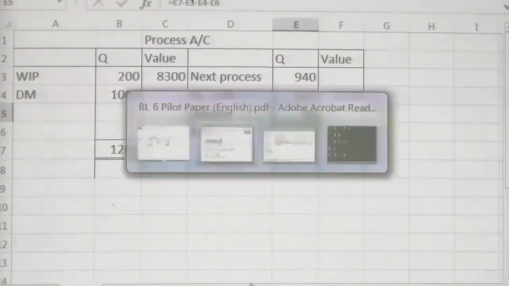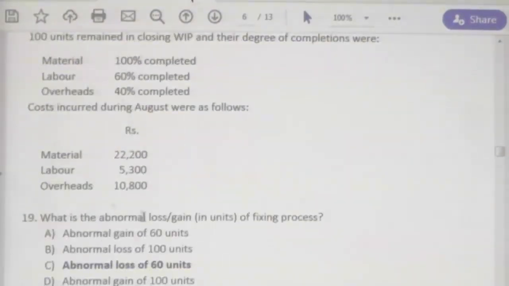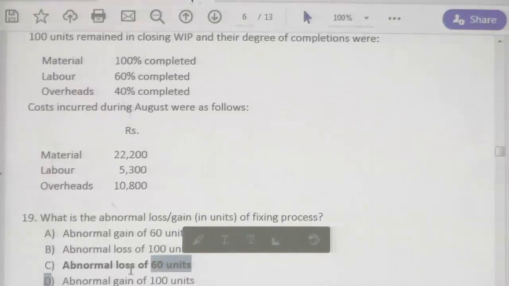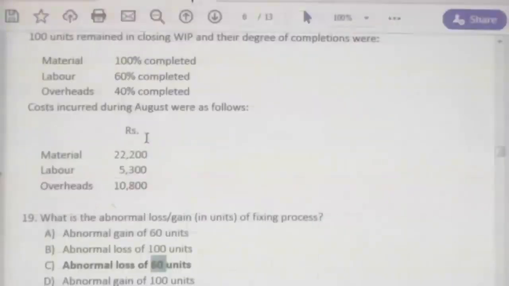Now, can you remember your question? First question: what is the abnormal loss or gain in units? That is 60. We already arrived at that answer. Abnormal loss 60 units. Here is the calculation. This is one finding. They ask, what is the abnormal loss? 60 units. Now, our next duty is to find out the other cost you introduce. Let's take the question.